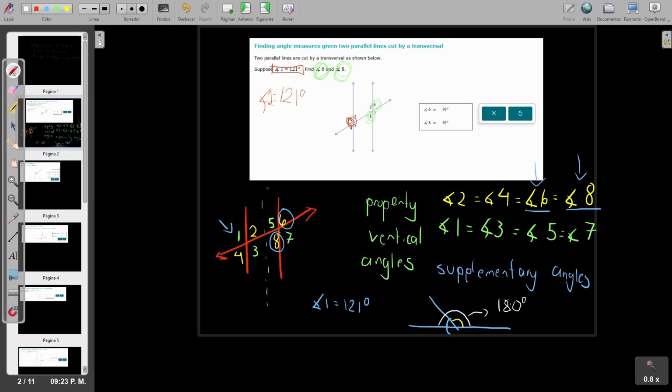Now, we know that the angle in number 1 is the same as the angle in number 5. So we can say that 5 and 6 are supplementary angles. So the sum of these two angles is going to be equal to 180 degrees. So I can write angle number 5 plus angle number 6 equals 180 degrees. Angle number 5 is the same as angle number 1, as we can see here.